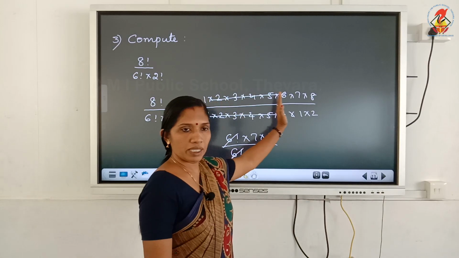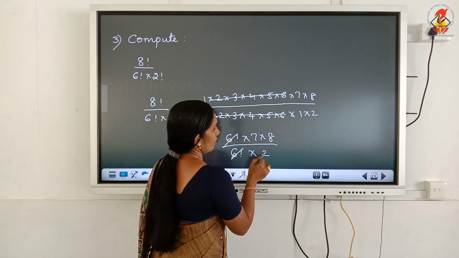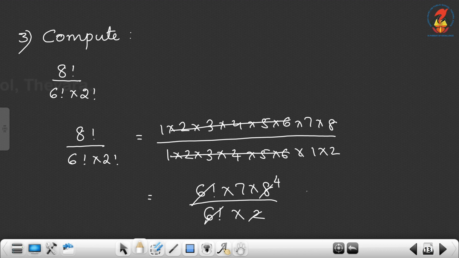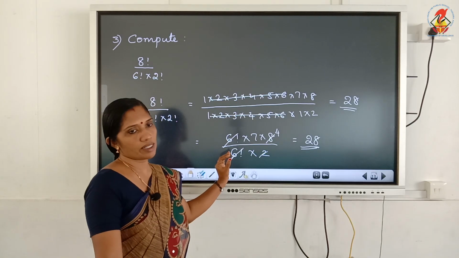This is a little bit difficult. Then into 2. 2 factorial is same as 2. 2 and 8 cancel. So, what we get? It is 28. Here also we get 28, but writing all the numbers is difficult. So, always you try to express like this.